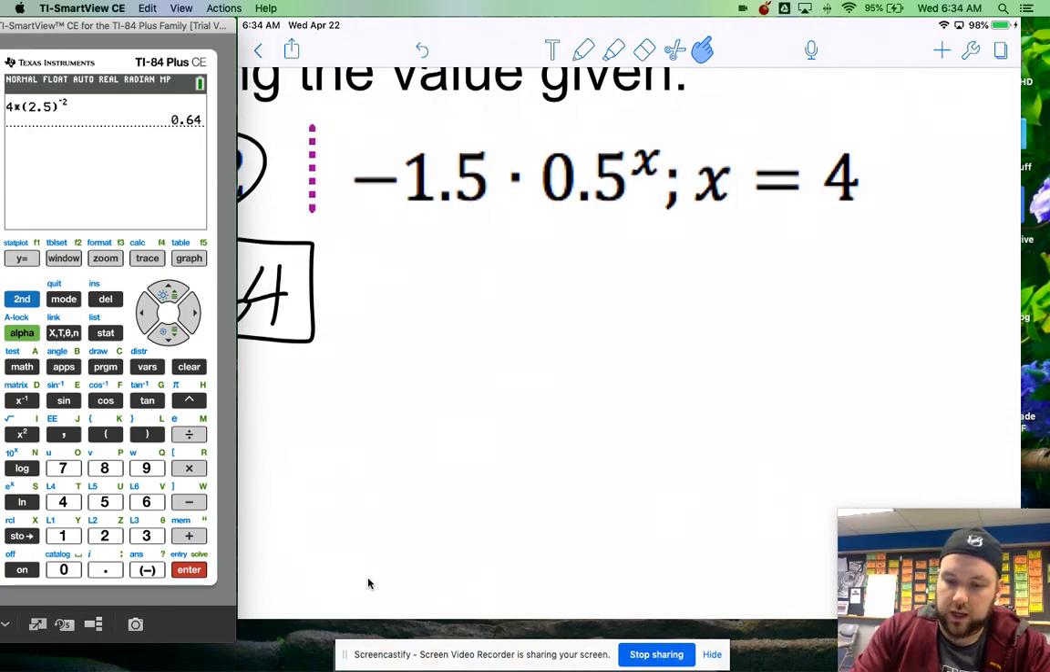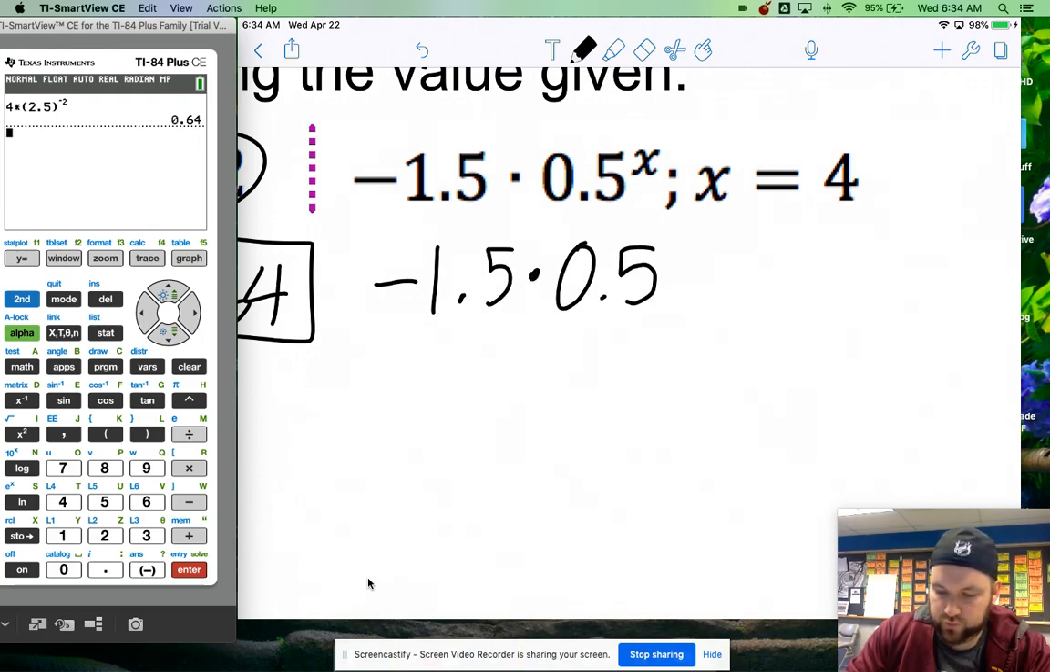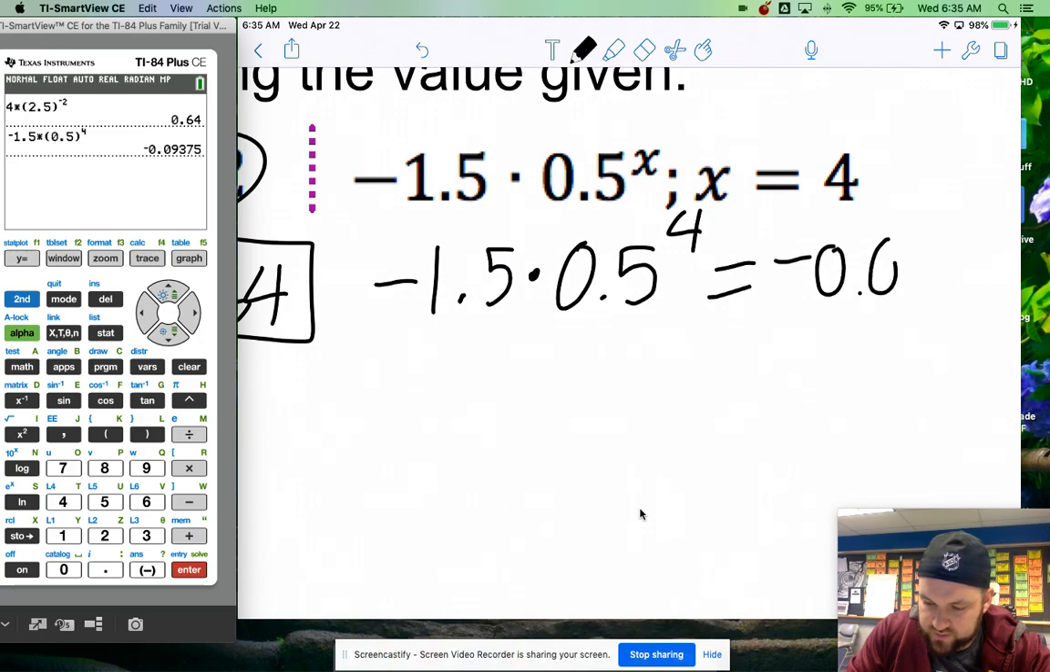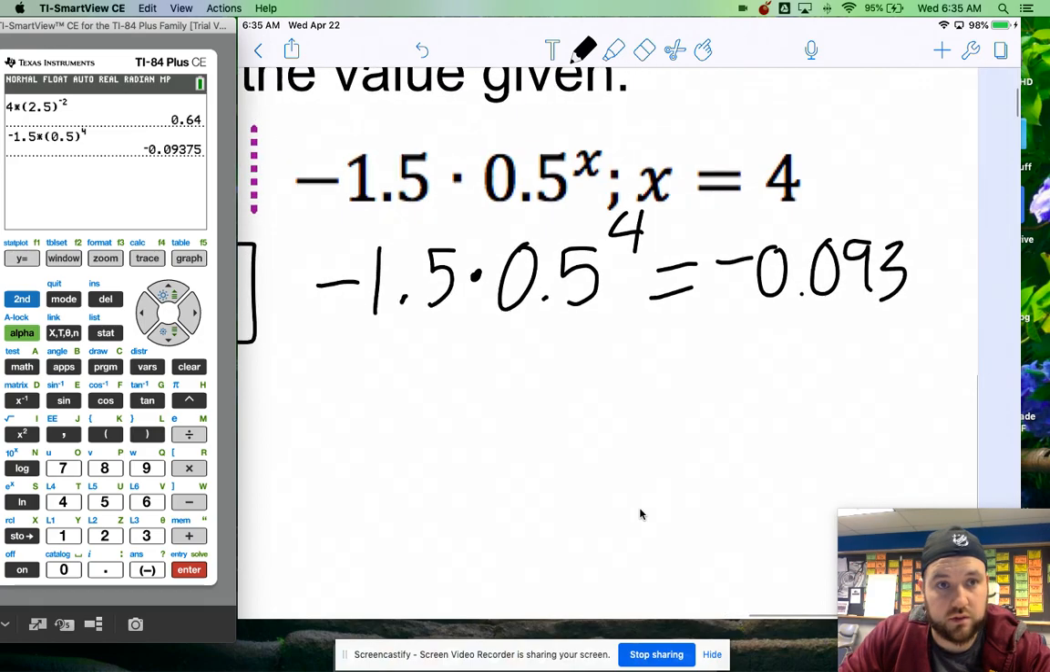Here I have negative 1.5, and I'm going to multiply that by 0.5, which is the same as 1/2 to the fourth power. So again, if you have a calculator, awesome. If not, you can always use the Schoology link that's posted to do all the same stuff. And I'm going to show you a couple of tricks on the calculator as well. To the fourth power, and I get negative 0.09375.